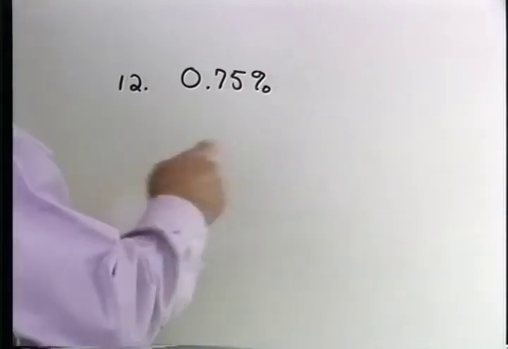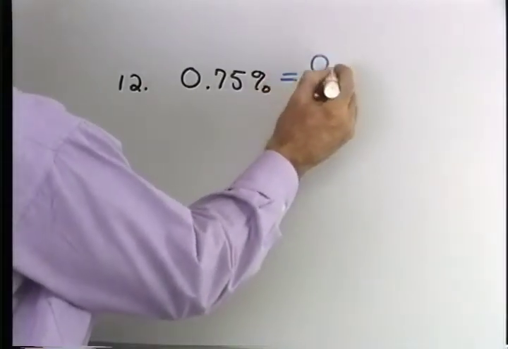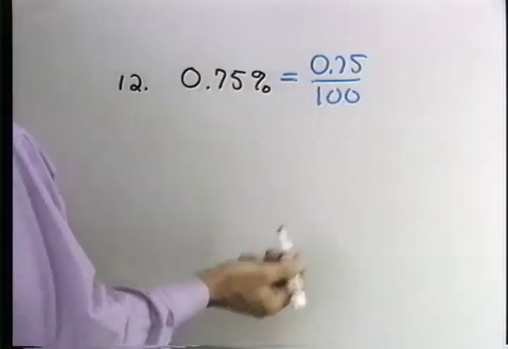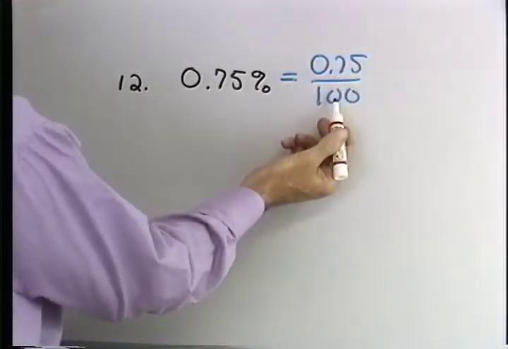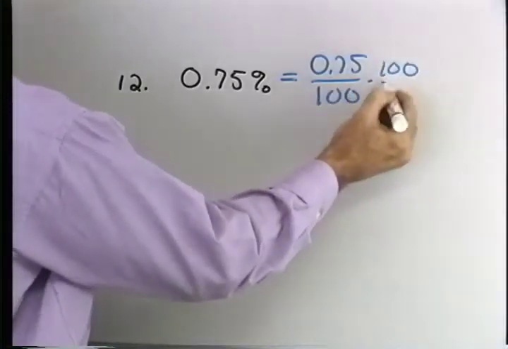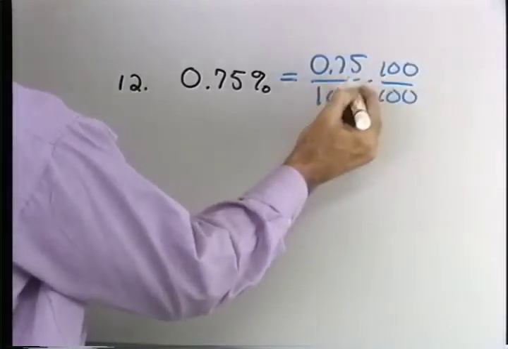0.75%, I'm going to write this as 0.75 per 100, or over 100. Now, it's hard for me to work with decimals and fractions in the same thing, so I'm going to multiply the numerator and denominator of this by 100, so I can move this decimal point over.